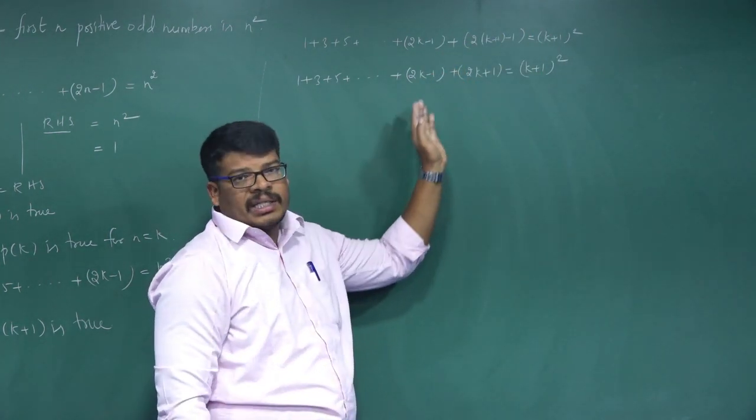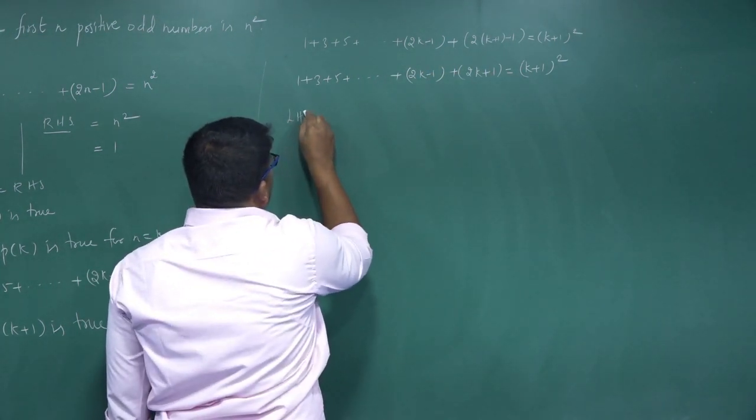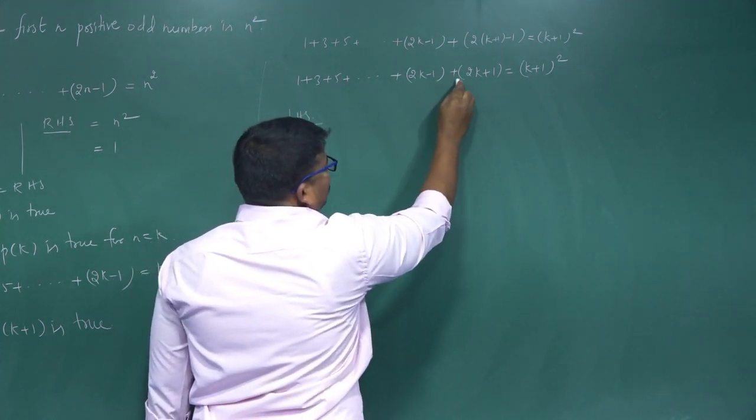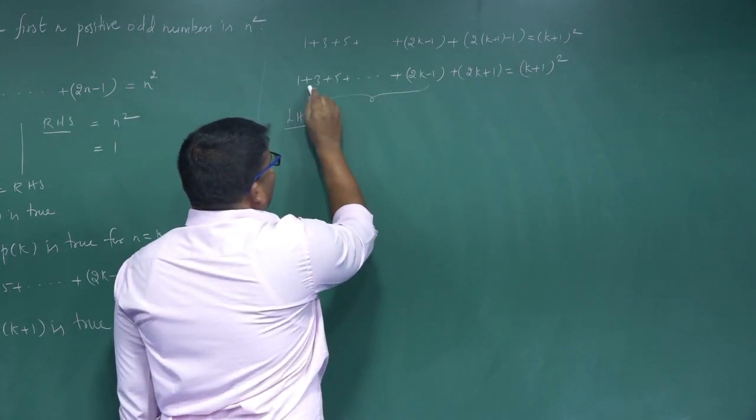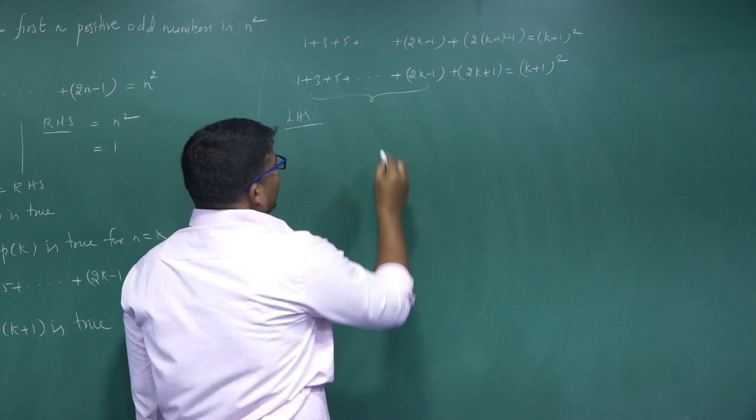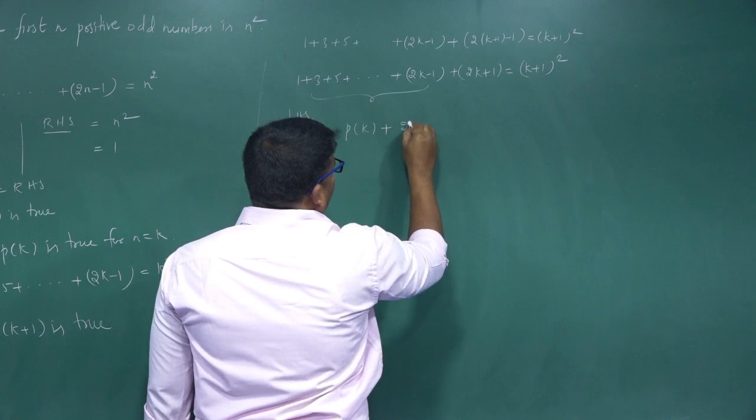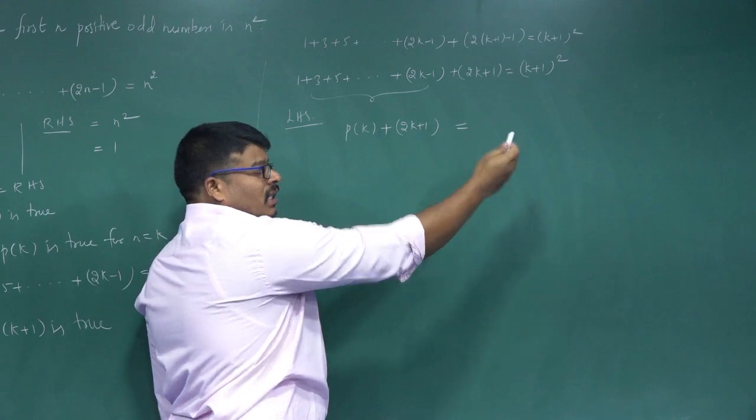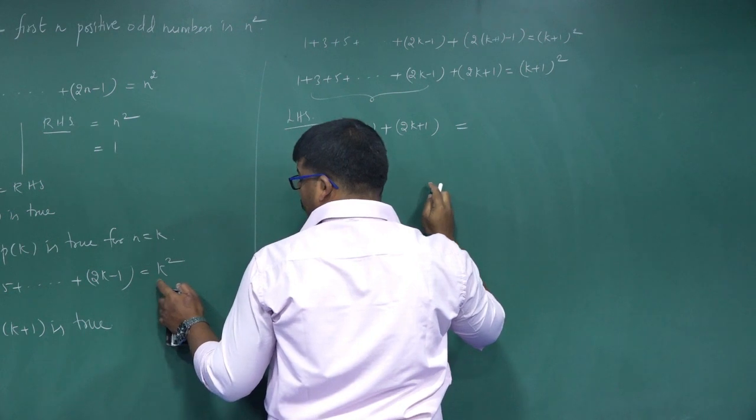We have to prove LHS equal to RHS. Take LHS, the left hand side: 1 plus 3 plus 5 and so on, 2k minus 1 plus 2k plus 1 is LHS. Let us consider 1 plus 3 plus 5 and so on plus 2k minus 1, already written as P of k. So P of k plus 2k plus 1 equals this LHS. Already P of k is k square.